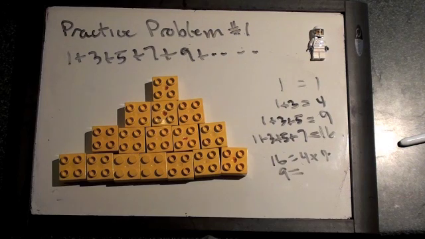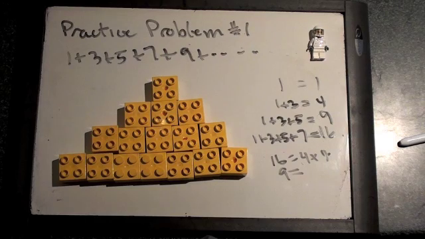What's 1 times 1? 1. What's 2 times 2? 4. What's 4 times 4? 4 times 4 is 16. What's 1 times 1? 1. What's 2 times 2? 4. What two numbers multiply together to be 9?